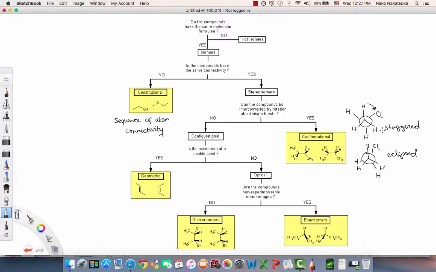And remember, staggered has a lower energy and it's more stable than eclipsed because of the steric hindrance between atoms in the case of the eclipsed. But anyway, let's get back on track.